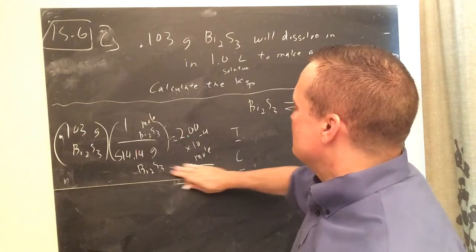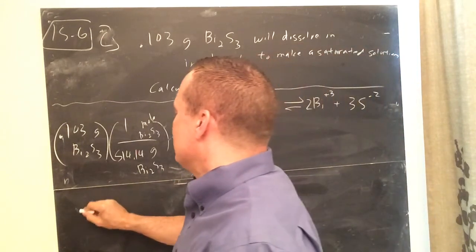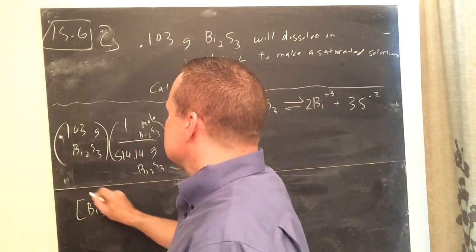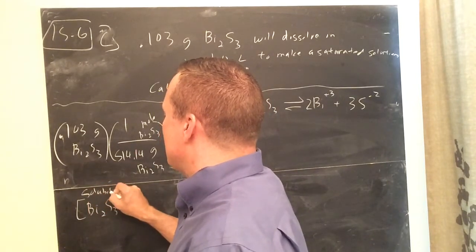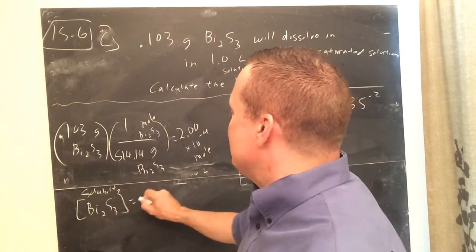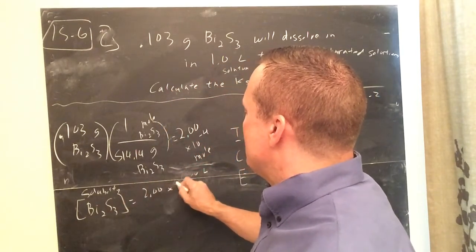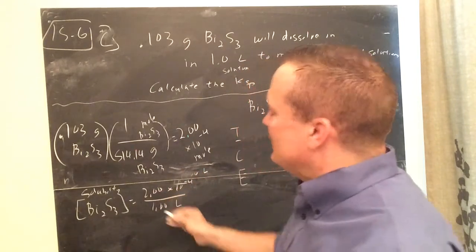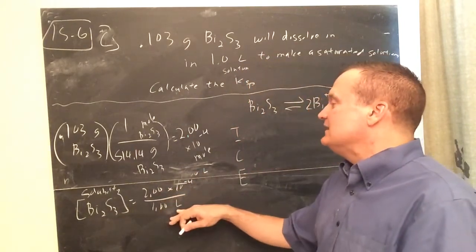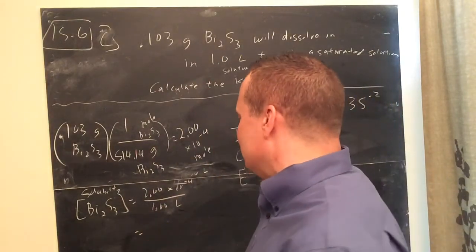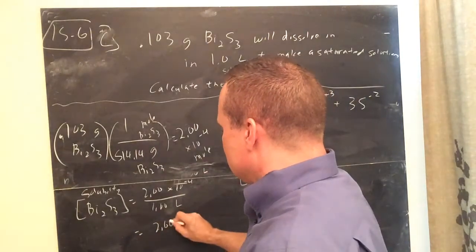Okay, so we'll do this. The molarity of Bi2S3 solubility. I better call it the solubility, not really the molarity, but the solubility of that will be 2.00 times 10 to the negative 4 divided by 1 liter. Now, if it had been 2 liters, you put 2 there. If it had been milliliters, I've got to change milliliters into liters, then divide it. Okay, I think you got the idea about that. So it's 2 times 10 to the negative 4.